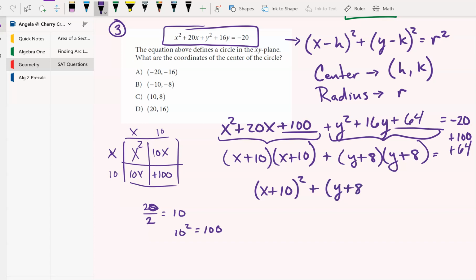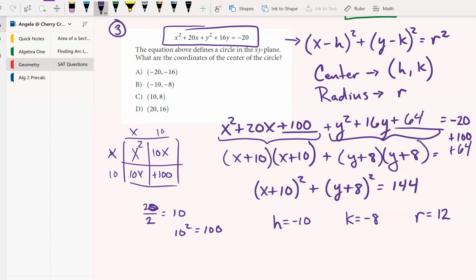We have (y plus 8) squared is equal to 144. That's what you get when you add together 100 plus 64 and then subtract your 20. So that is a nice handy number to have because 144 is a perfect square. So when we compare this to the general form of your circle, what we now know is that your h value is equal to negative 10, your k value is equal to negative 8, and your r value, the radius of your circle, would be 12 because 12 squared is equal to 144.